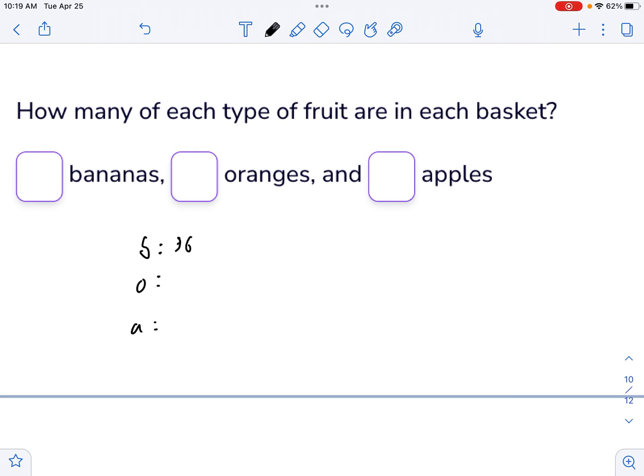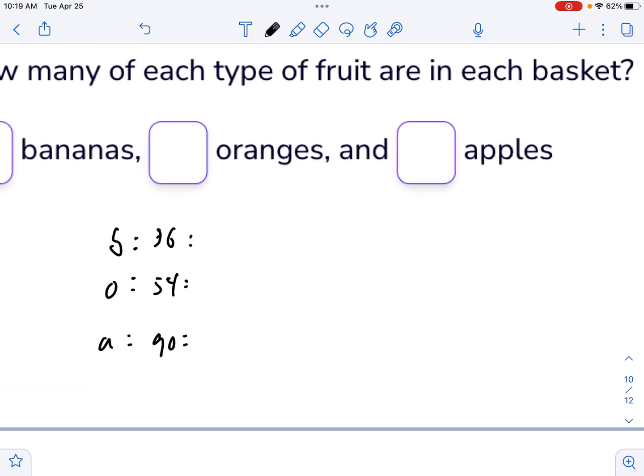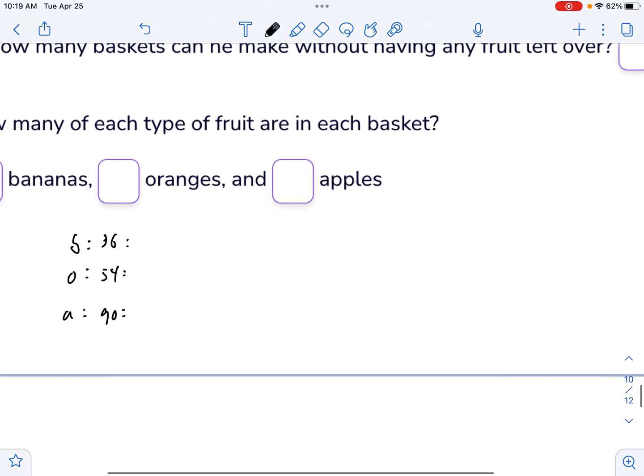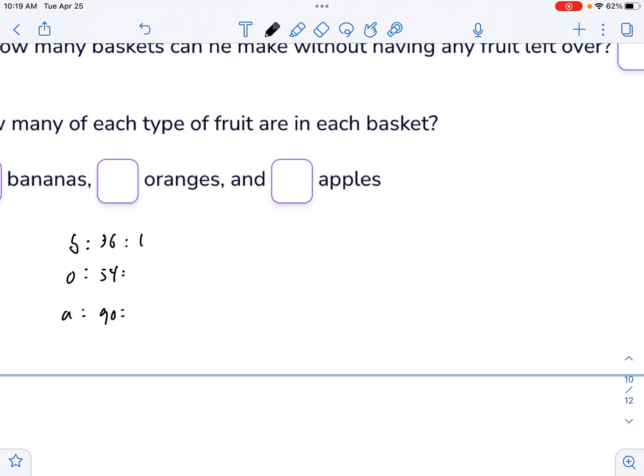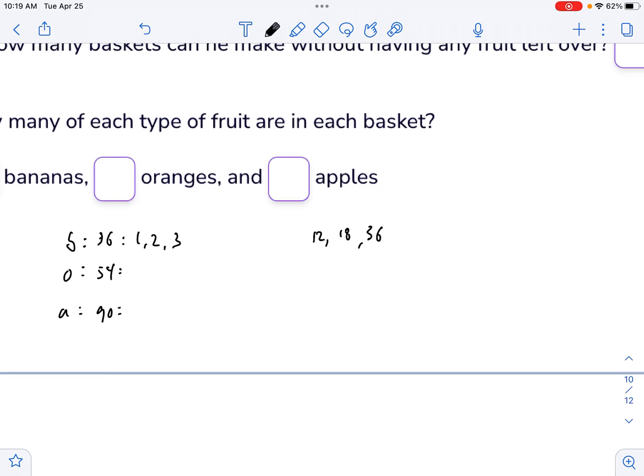I'm going to do factors of 36, factors of 54. There's a lot going on in this one, but you got this. All right, you'll be okay. Whew. All right. Factors of 36. So 1 and 36. 2 and 18. Yep, 3 works. 3 and 12. 4 and 9. And 6. Yep, 36. Ding, ding, ding.